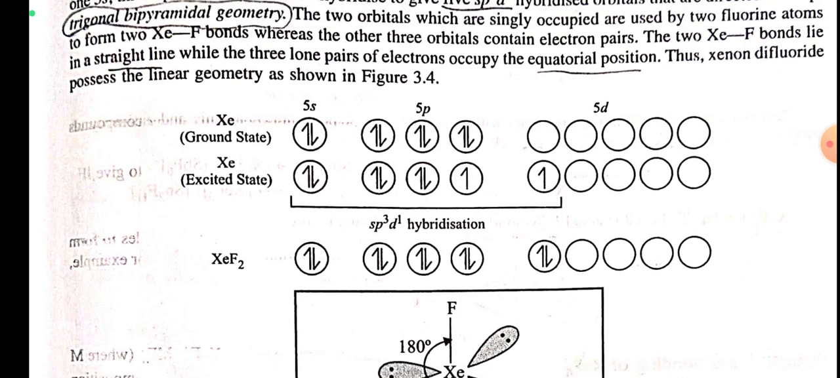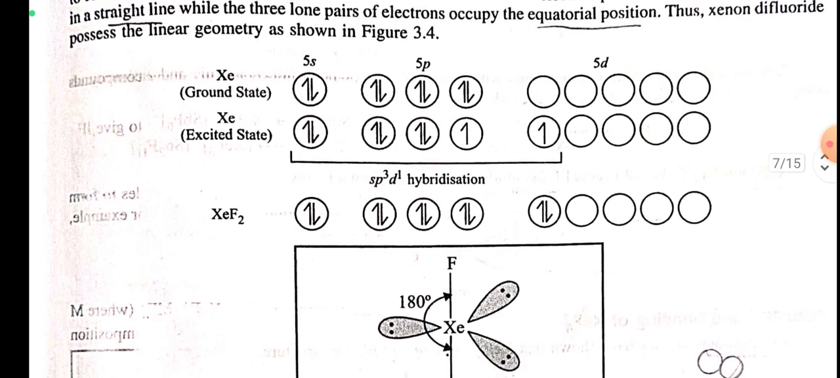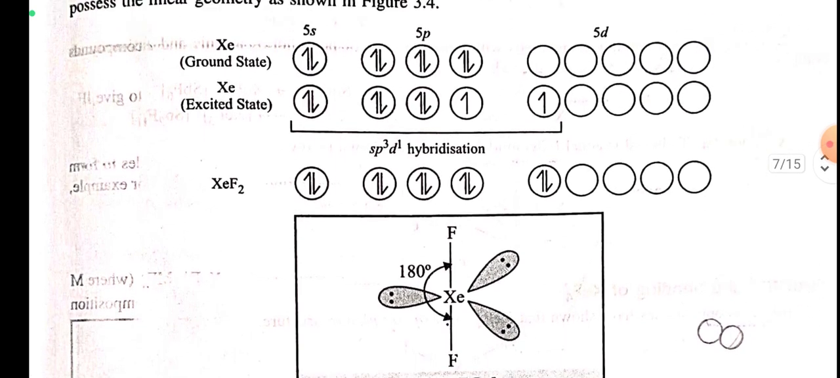The two xenon-fluorine bonds lie in a straight line where the three lone pairs of electrons occupy equatorial positions. Xenon difluoride possesses a linear geometry.